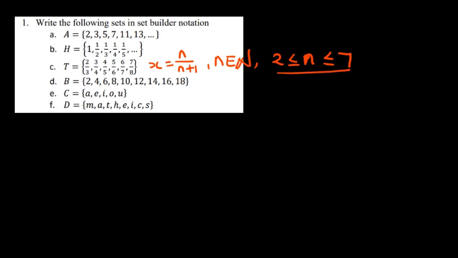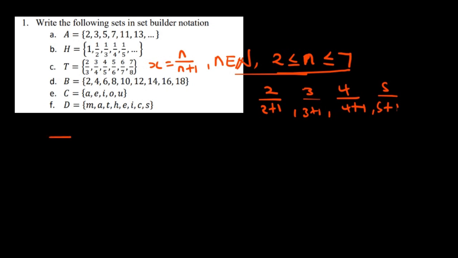The first of the natural numbers we're going to get in this interval is 2, divided by 2 plus 1. That is the 2 over 3 we are seeing. The second one of the natural numbers between 2 and 7 will be 3, and then we have 3 plus 1. That is the 3 over 4 we are seeing. The next one will be 4 over 4 plus 1, that's the 4 over 5 we are seeing, and then the next one will be 5 over 5 plus 1. That's the 5 over 6 we are seeing. So we can see the pattern there.